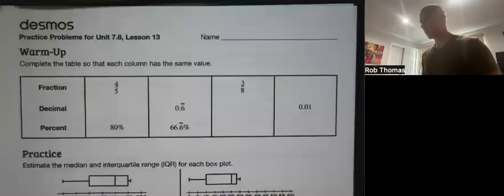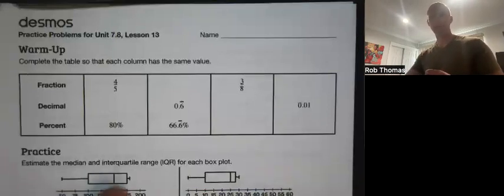All right, this time we're doing the Unit 8, Lesson 13 practice. It's about these box and whisker plots. Sometimes they're just called box plots. I learned them as box and whisker. When we get to the first one, I'll re-go over how the parts work.